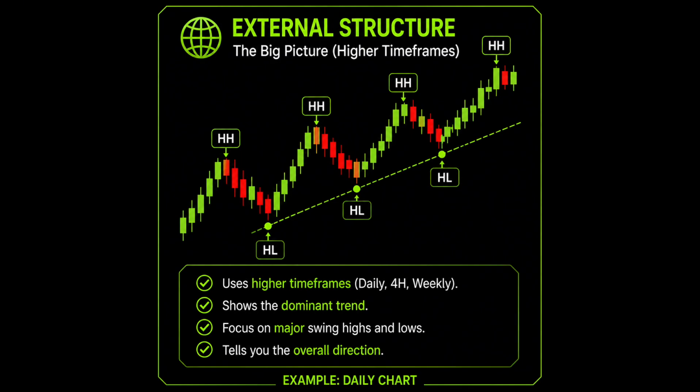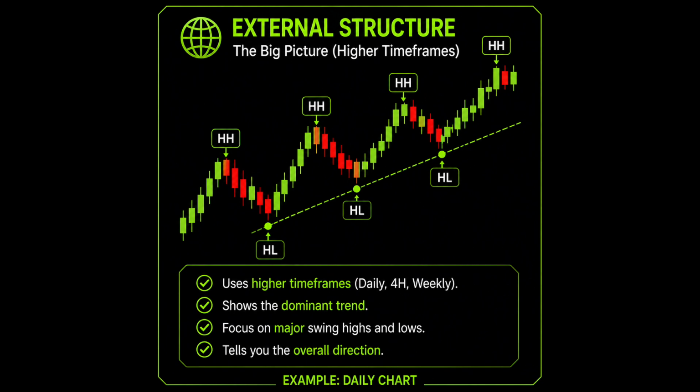Let's start with external structure. External structure represents the bigger picture. It is the dominant trend visible on higher time frames, such as the daily, 4-hour, or weekly chart. It helps us understand where the market is likely to go over the coming days or weeks. When analyzing external structure, we focus on major swing highs and swing lows. If the market is creating higher highs and higher lows, the overall trend is bullish. If it is creating lower highs and lower lows, the overall trend is bearish.